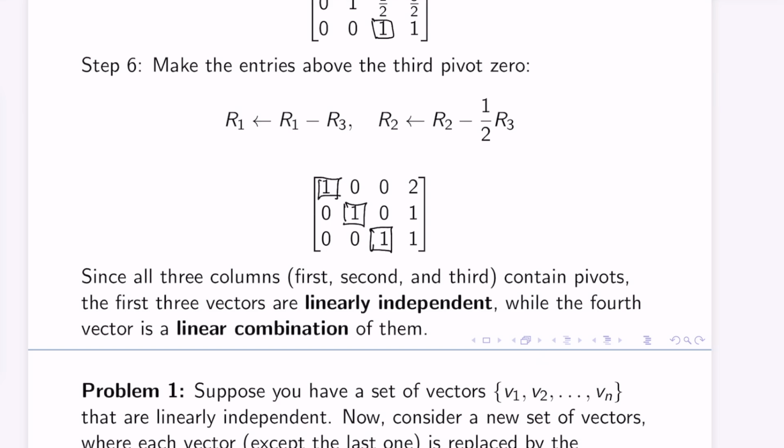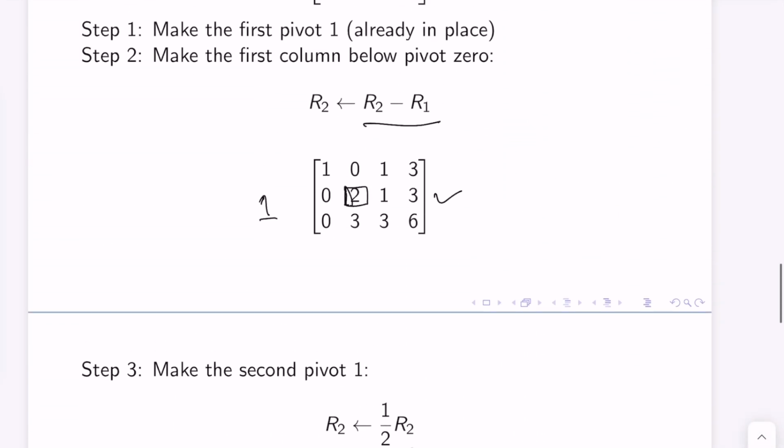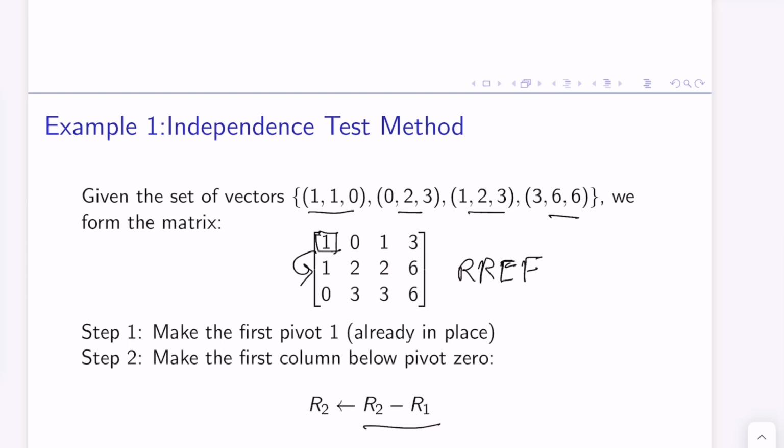In that case, the last vector, right? The first, second, third contain pivots, right? So the first three vectors are linearly independent, while the fourth vector is a linear combination of them, right? So if you want to make a linearly independent set of these vectors, you have to throw out this vector from the set. So the remaining set becomes linearly independent, right? We will see how to find a basis in the next video.